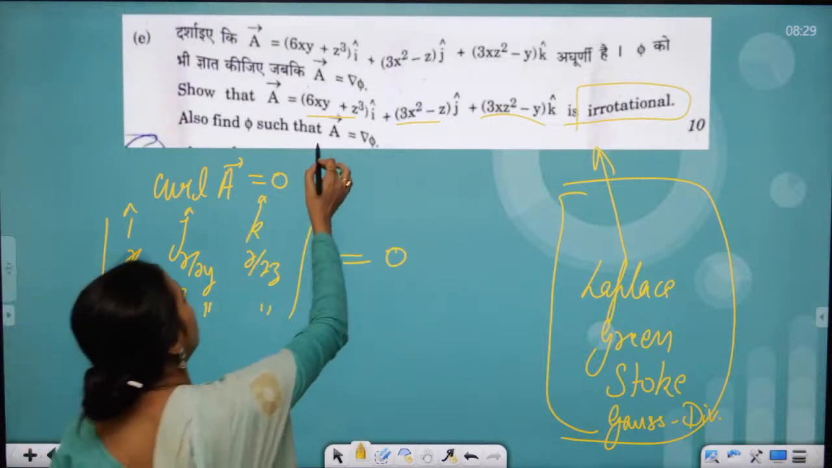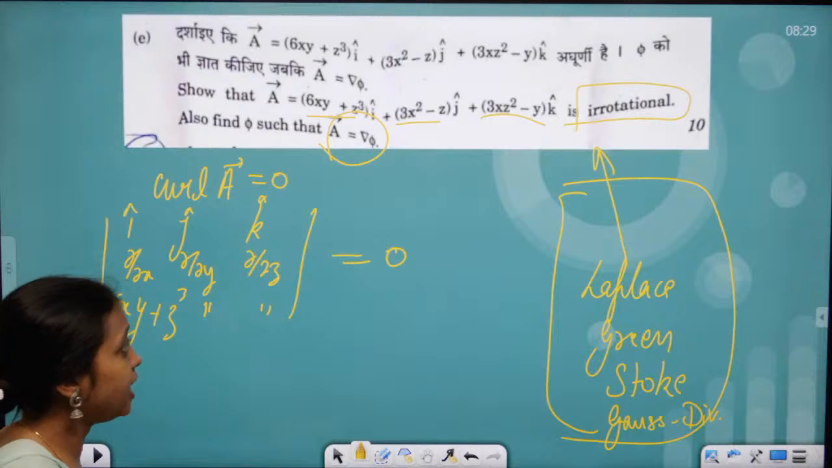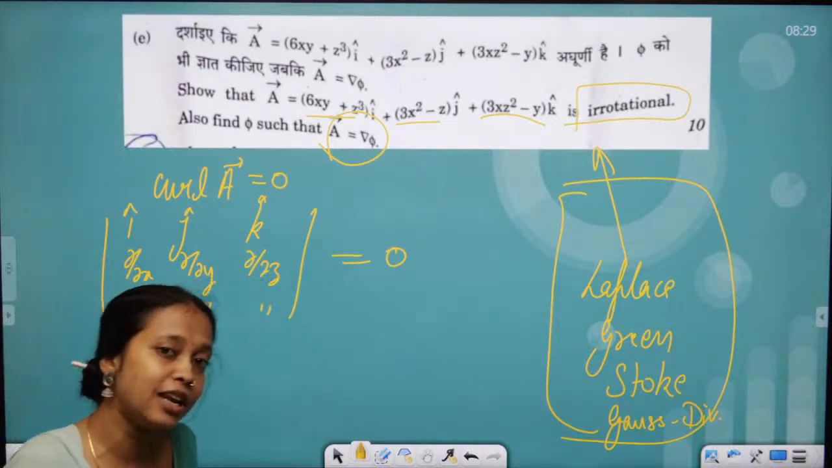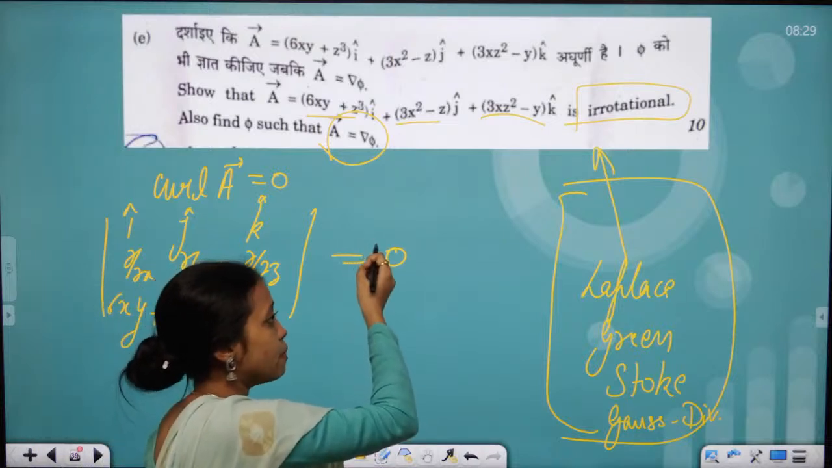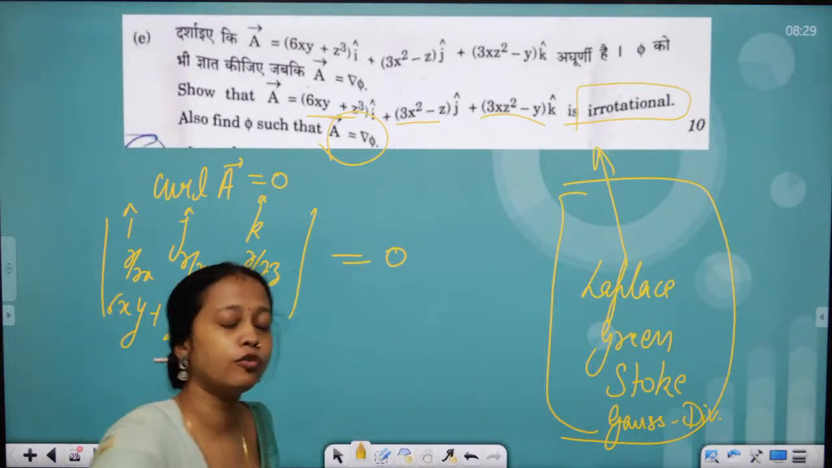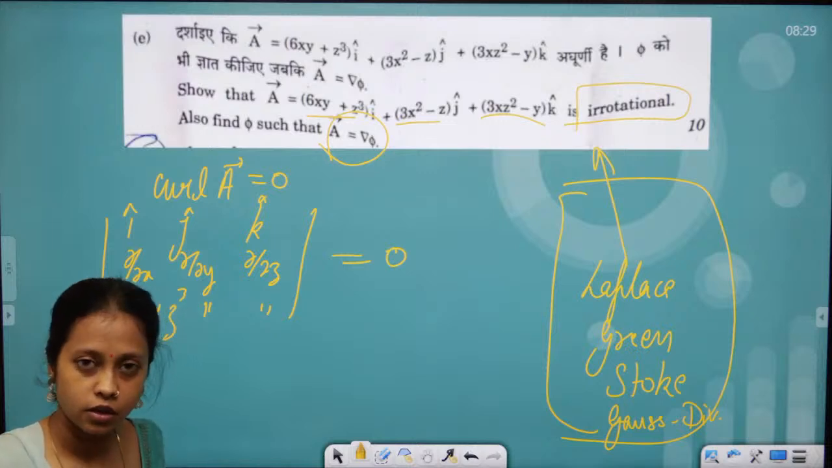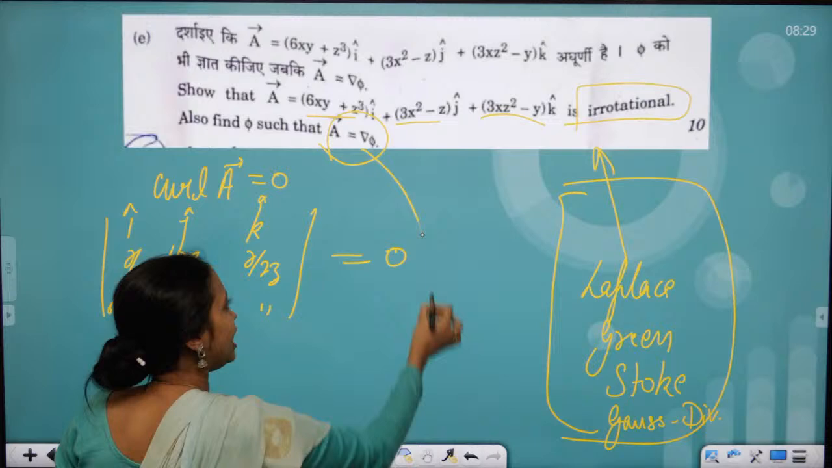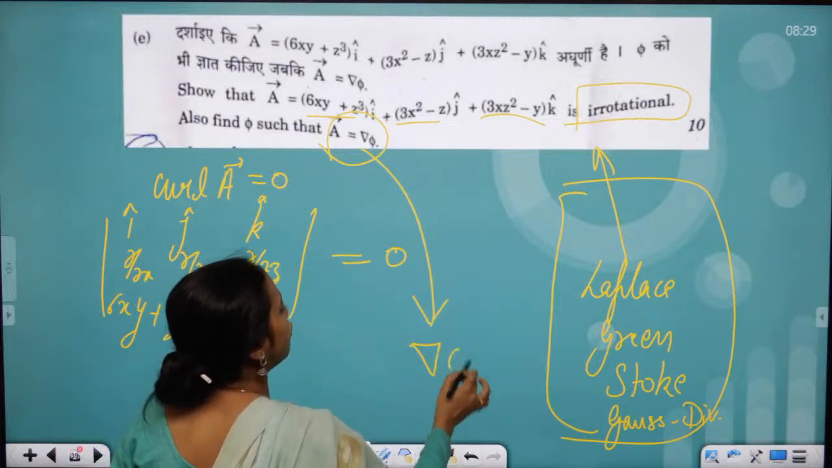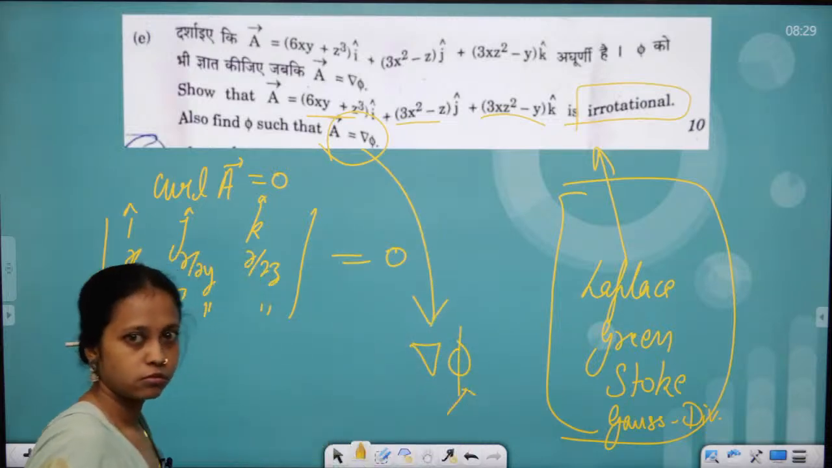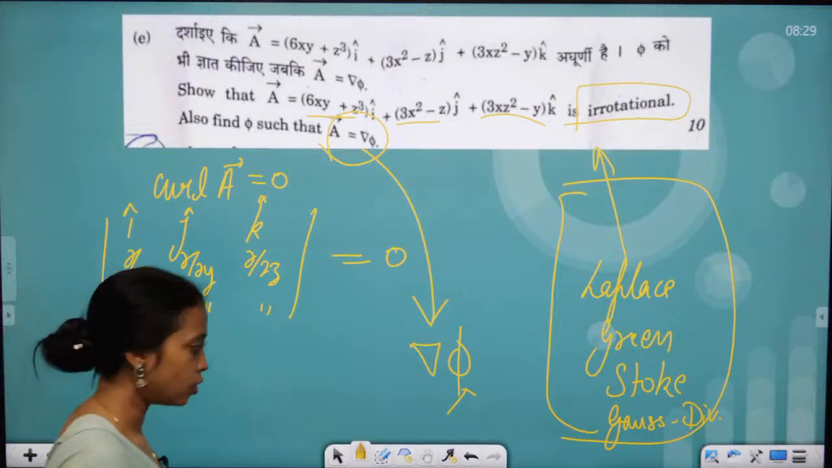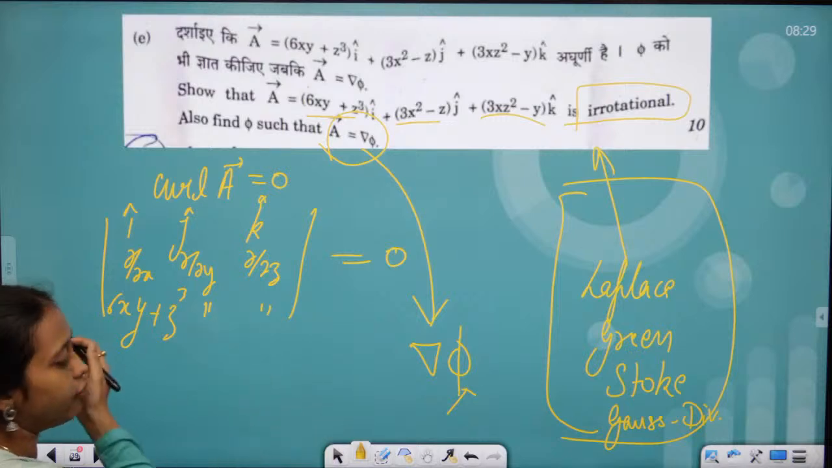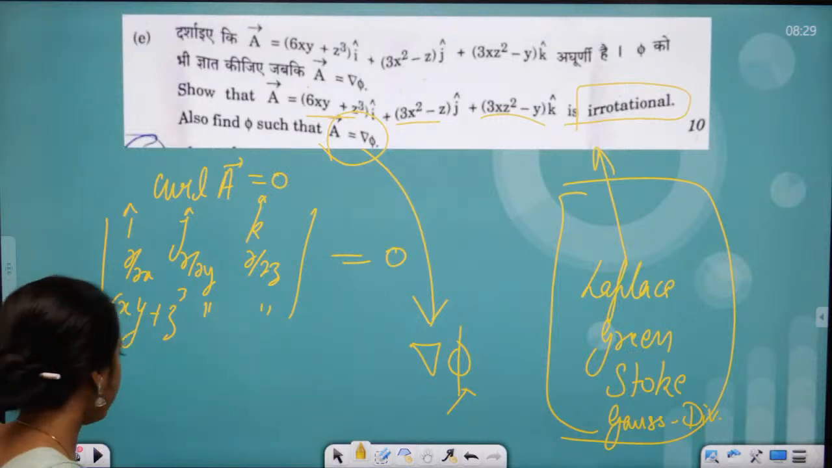And the second, this is the direct formula. Any vector which is irrotational can be written as the gradient of a scalar potential. This is the simple theorem. So if it is irrotational, that means definitely it can be written as del of phi. You have to find that phi. You can just apply the formula, which was itself given: A vector is equal to del phi. Apply the formula and find the value of phi.